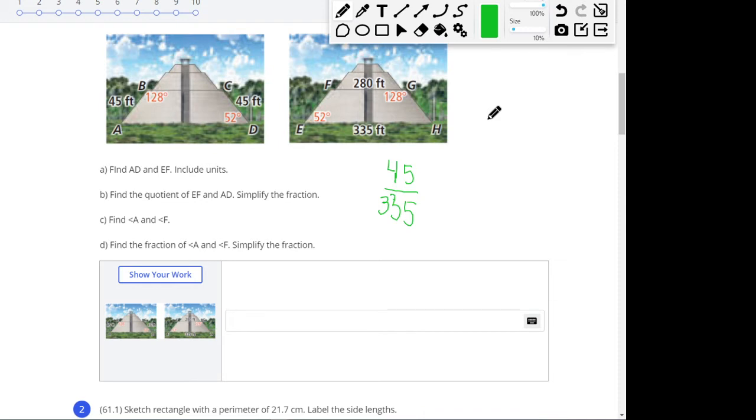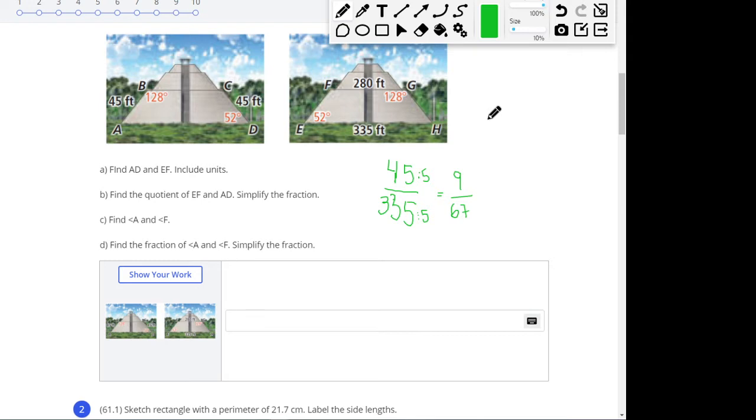How can we solve this one? Divide by 5. Yes, we just divide by 5, the numerator and denominator. Great. What is the solution? 45 divided by 5 is 9. 335 divided by 5 is 67. Because it's the quotient, it is 9 over 67.